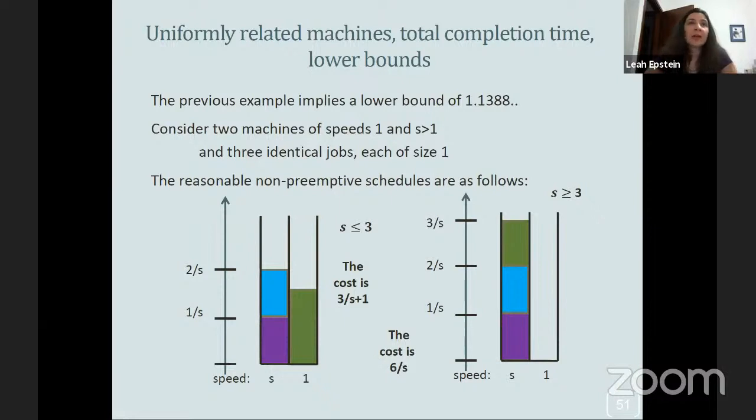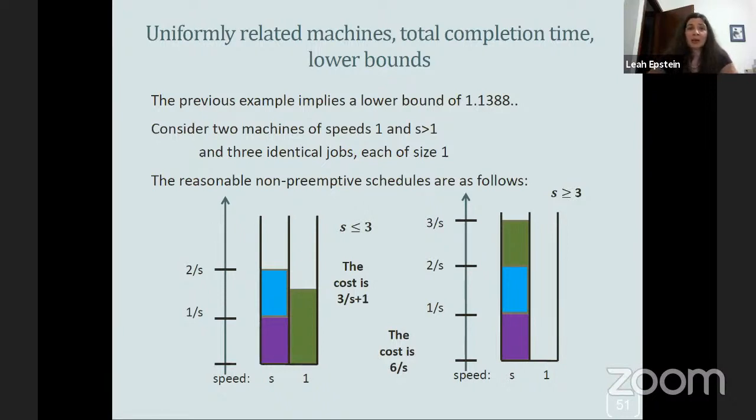So let me say something about the results. Unfortunately, there's no time for everything. So even the previous example already implies some lower bound. You just plug in the results of the algorithms, and if you're lucky, you have a good lower bound. But of course, we would like to find tight bounds, and this doesn't happen by just being lucky. The problem is slightly more complicated.